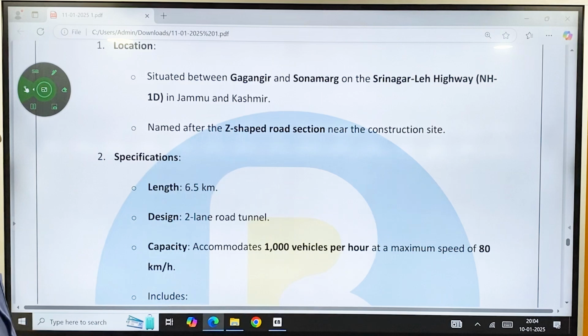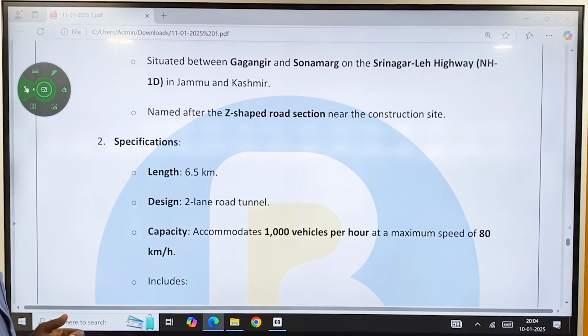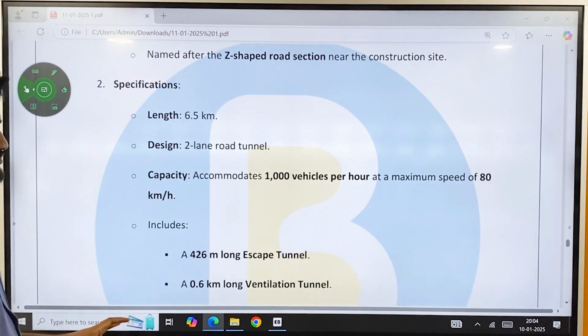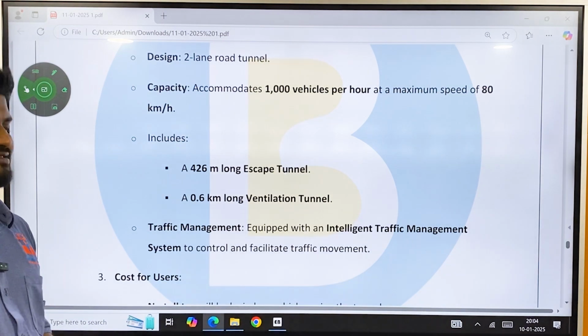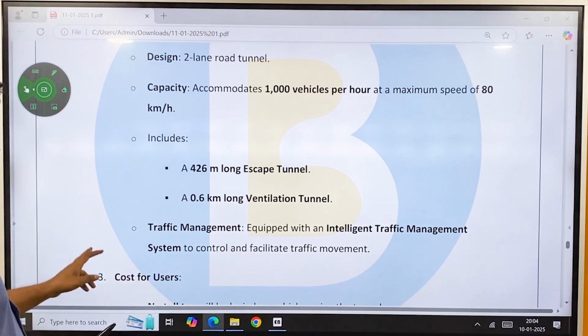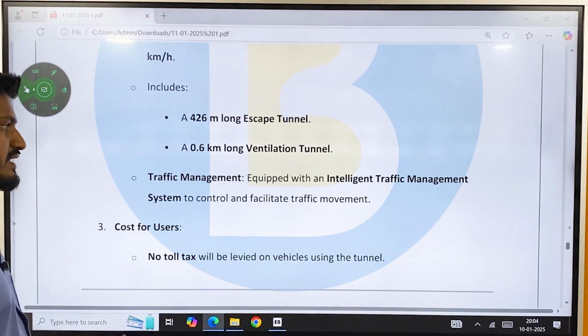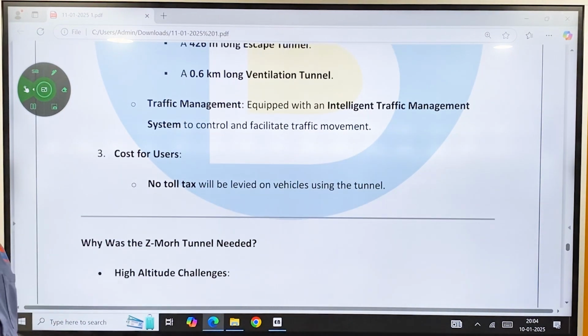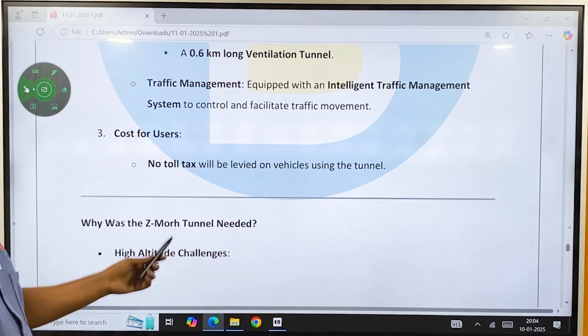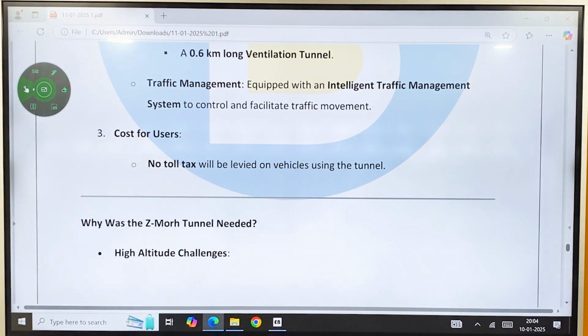Specifications are, it is of total 6.5 km length. Design, it has a 2-lane road. Capacity, it can accommodate over 1000 vehicles per hour at a maximum speed of 80 km per hour. It includes a 426-meter long escape tunnel and a 0.6 km long ventilation tunnel. And traffic management, it is equipped with an intelligent traffic management system to control and facilitate traffic movement. So it is a very hi-fi, modern tech tunnel we can say. One more thing is, no toll tax will be levied on the vehicles within the tunnel. So it is again a relief to users also.